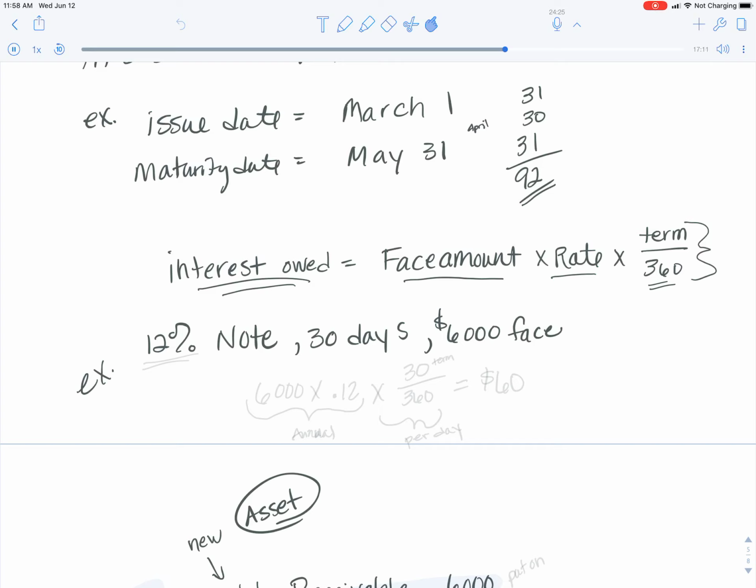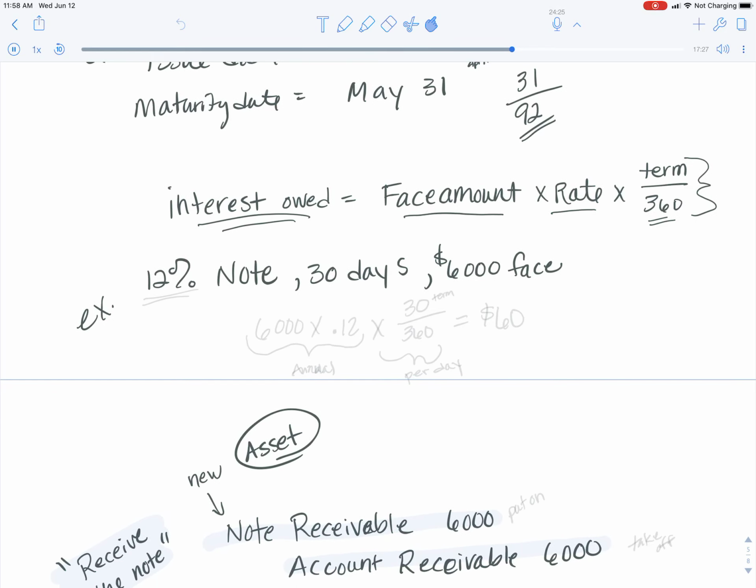So here's an example. Let's say we have a 12% note. That means 12% is the interest rate. 30 days is going to be the term, and $6,000 is the face amount. This is the amount that was originally owed. So to calculate the interest, we're going to take $6,000 times 12%, which in your calculator will be 0.12, and then we're going to multiply that times 30 days, the term of the note, over 360. So try this in your calculator. You should get $60.